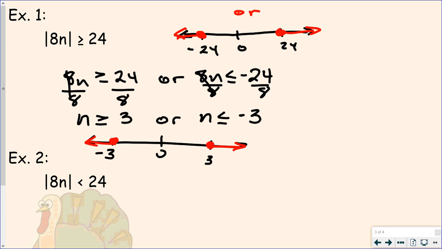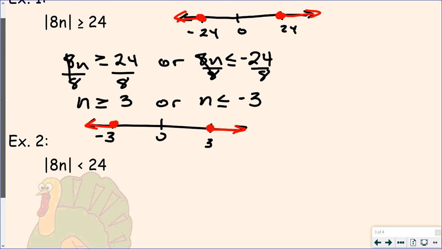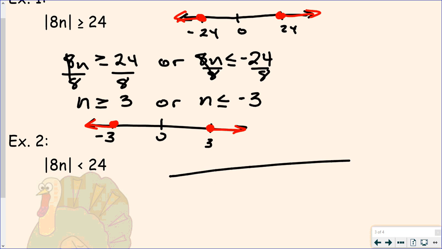All right, so let's look at one where it's less than. So this is saying the absolute value of 8n is less than 24. So it's saying it's less than 24 away from 0. So the graph of that one would look like, here's 0, here's 24, here's negative 24. These would be open circles. So it's less than 24 away from 0. That means it's in here. So this is going to be an and.